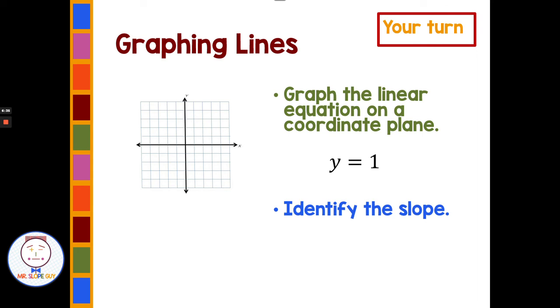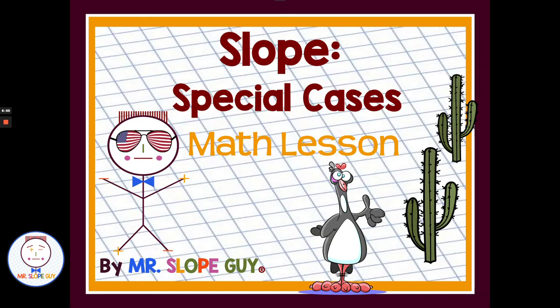Oh, I have another one. All right, graph the linear equation, the coordinate y equals 1. Well, we can just go up to 1, draw a horizontal line, and identify the slope of the horizontal line is 0.